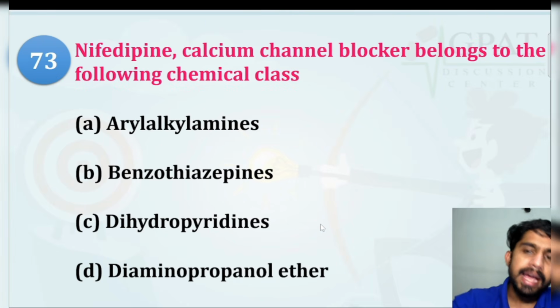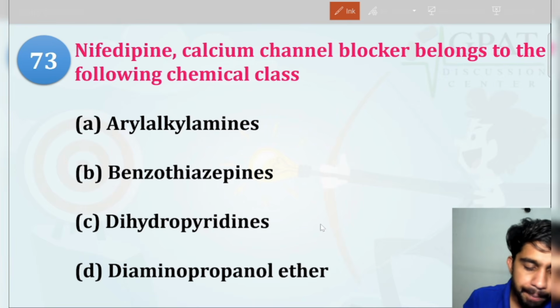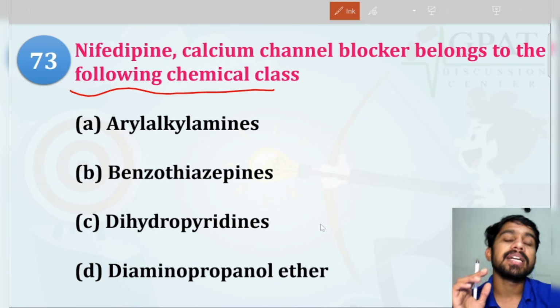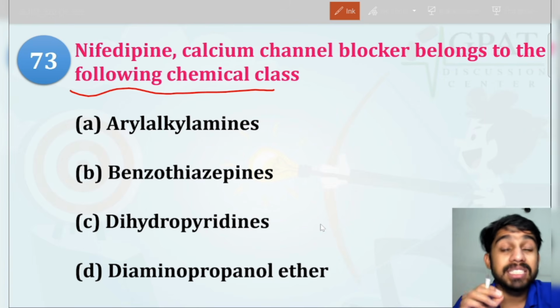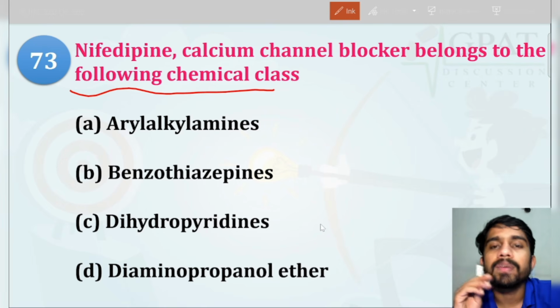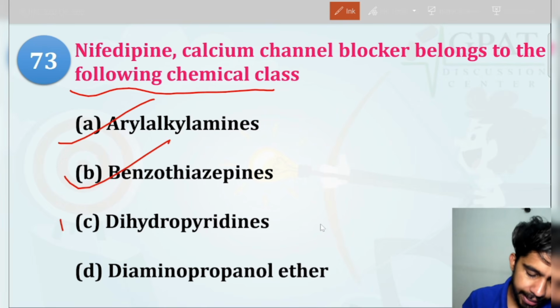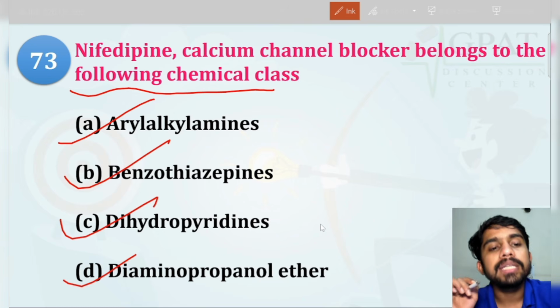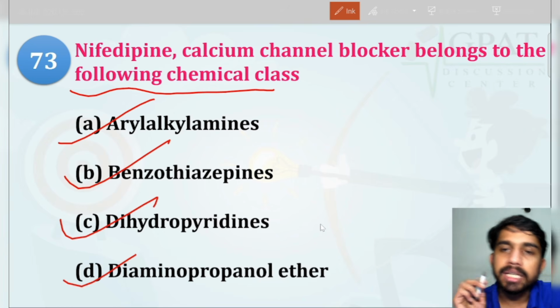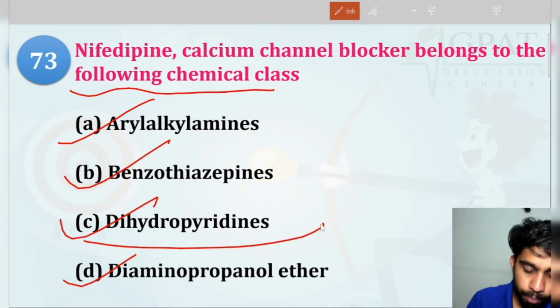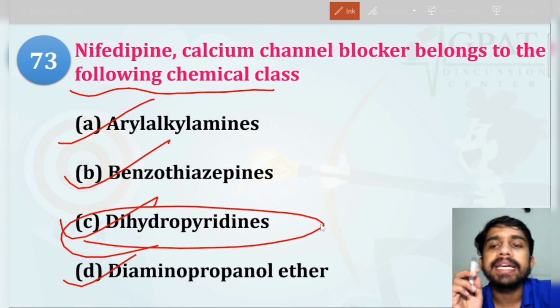Okay, next question. Nifedipine is a calcium channel blocker, belonging to which of the following classes? So we have to find the classification. That's why I'm saying that if you remember the basic classification, you are going to solve about 50% of the questions. Arylalkylamine, benzothiazepine, dihydropyridine, or diaminopropanol ether. Nifedipine comes under which class? Nifedipine comes under the dihydropyridines.